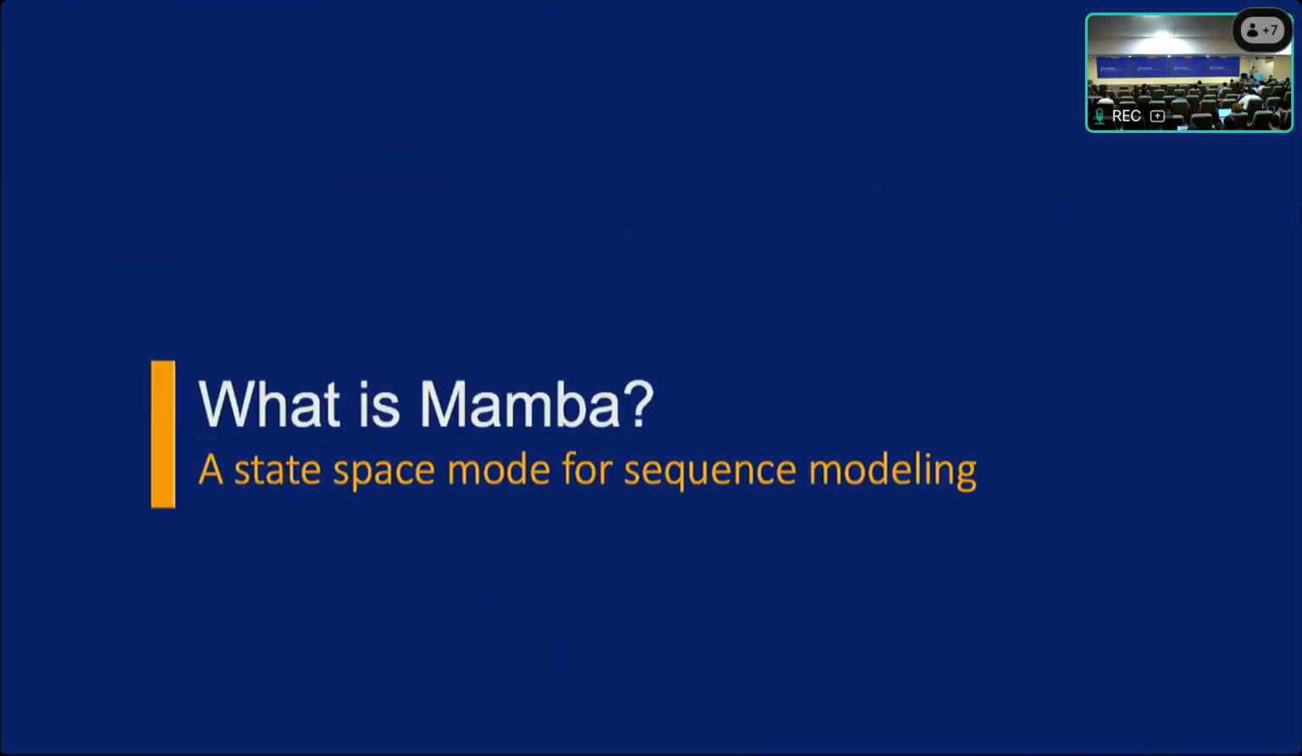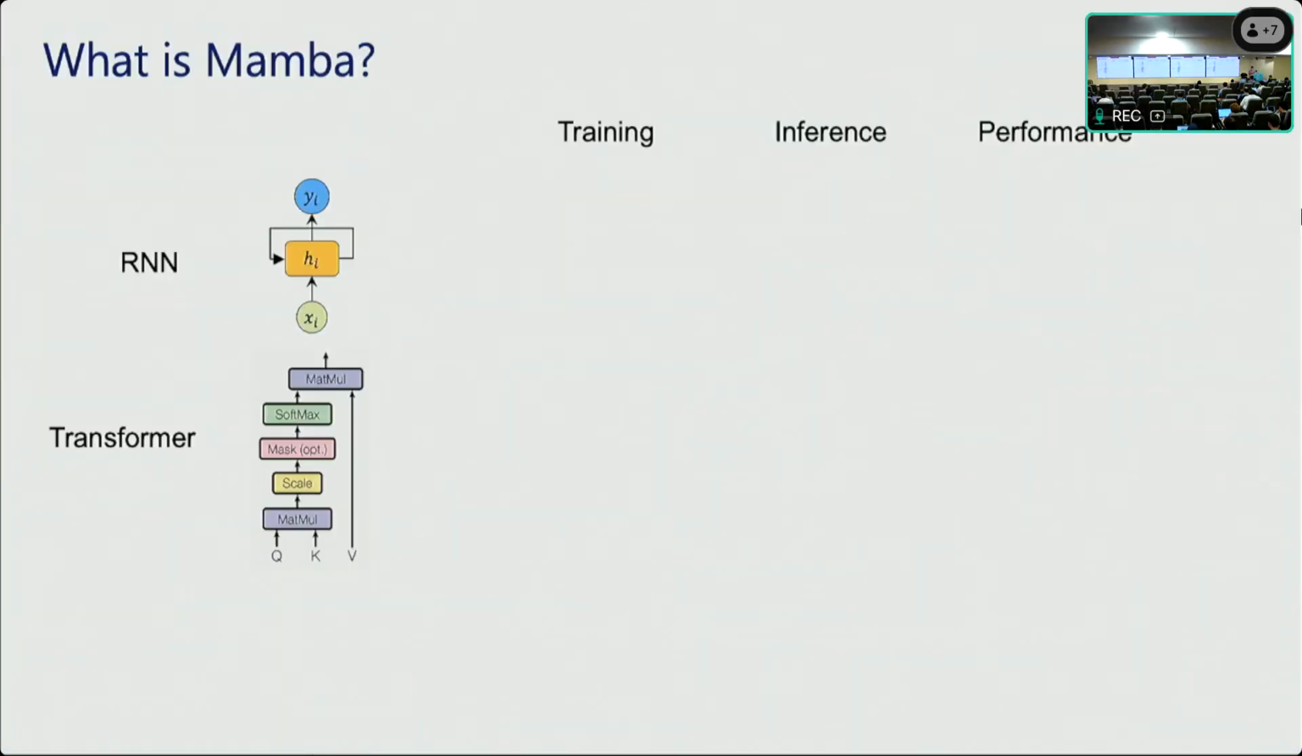I'd like to get started with some background about Mamba. When we talk about sequence modeling, there are two popular machine learning models. One is called RNN, recurrent neural networks. The other is transformer.